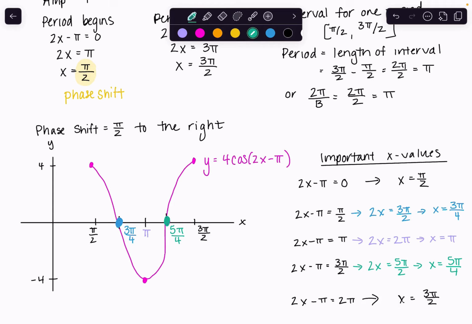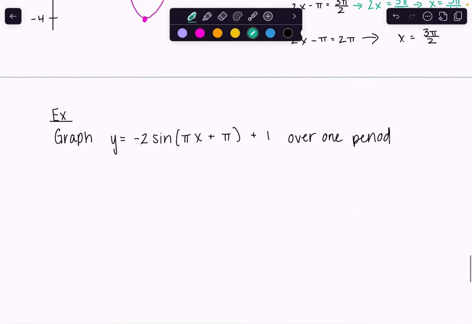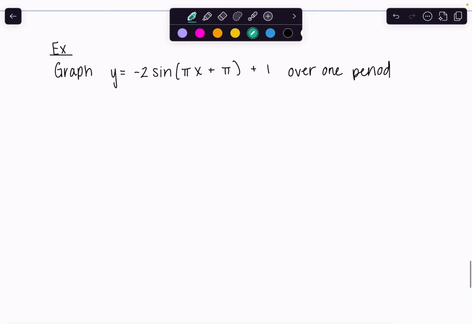So I'm going to do one more, which is going to have everything. It's going to have a phase shift. It's going to have an amplitude. It's going to have a reflection. It's going to alter the period, and it's going to have a vertical shift. So we are going to graph -2 sine of pi x plus pi plus 1 over 1 period. Okay. And again, I'm going to ignore this one for right now. I'm going to focus on doing this, and then I'll go ahead and add that plus 1 in the end.